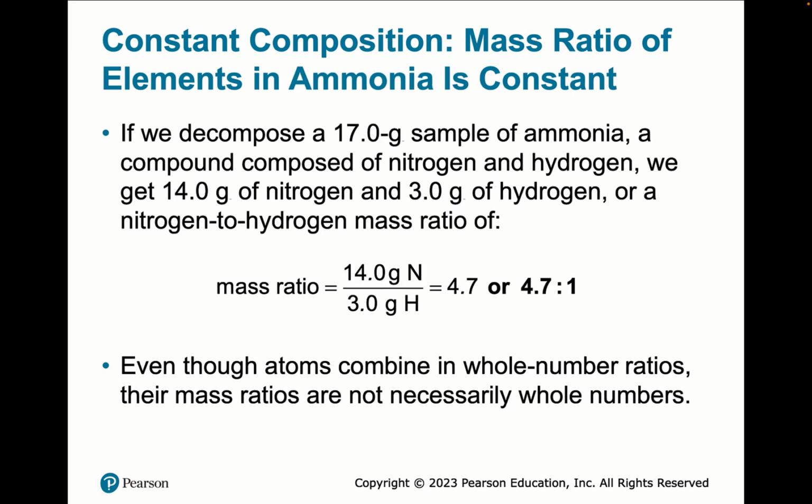Same thing for ammonia. Again, looking at mass, for ammonia the ratio is going to be 4.7 grams of nitrogen to 1 part mass of hydrogen. So for atoms, when we talk about atomic theory and when it comes to compounds, there are going to be whole number ratios. But for mass, they do not necessarily have to be whole numbers.